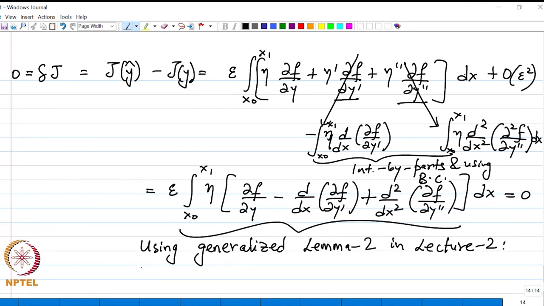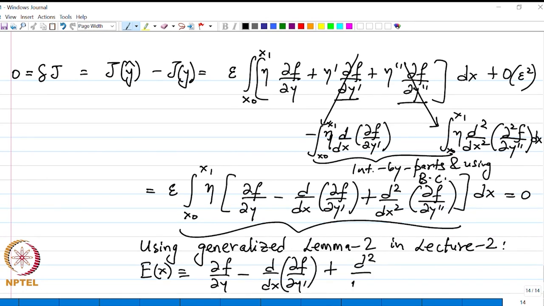We arrive at the fact, let me denote this bracketed quantity as E of x, which is identically equal to del f del y minus d dx of del f del y prime plus the second derivative with respect to x of del f del y double prime.